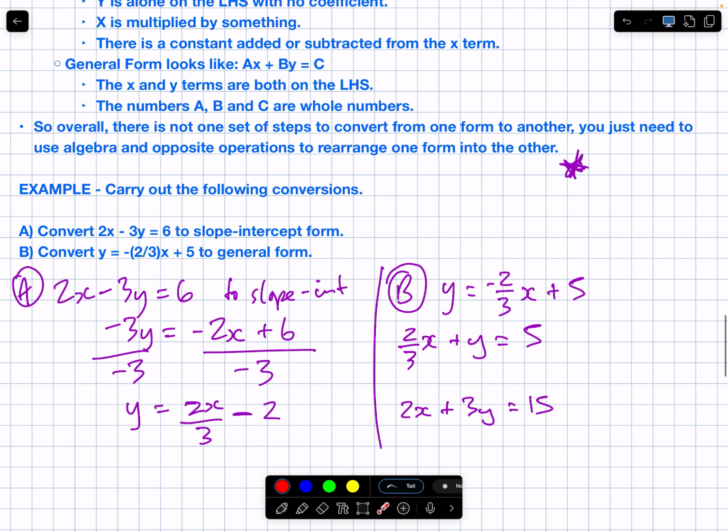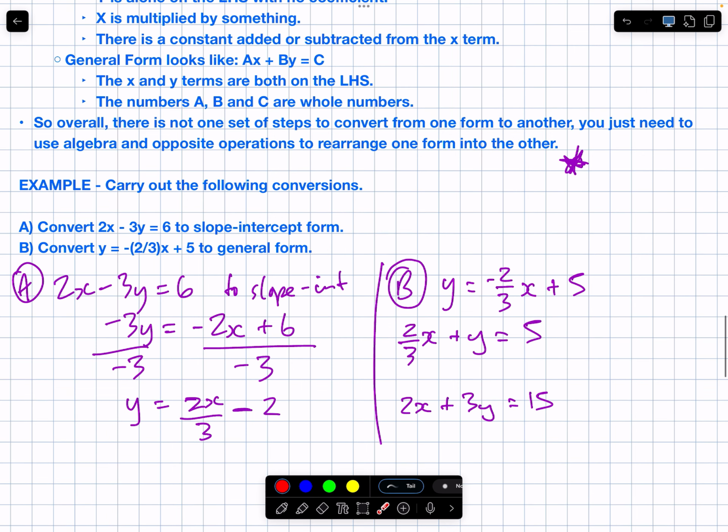Nothing new. You're just using algebra operations. But I want to discreetly teach this because there's no exercises for it. Okay?